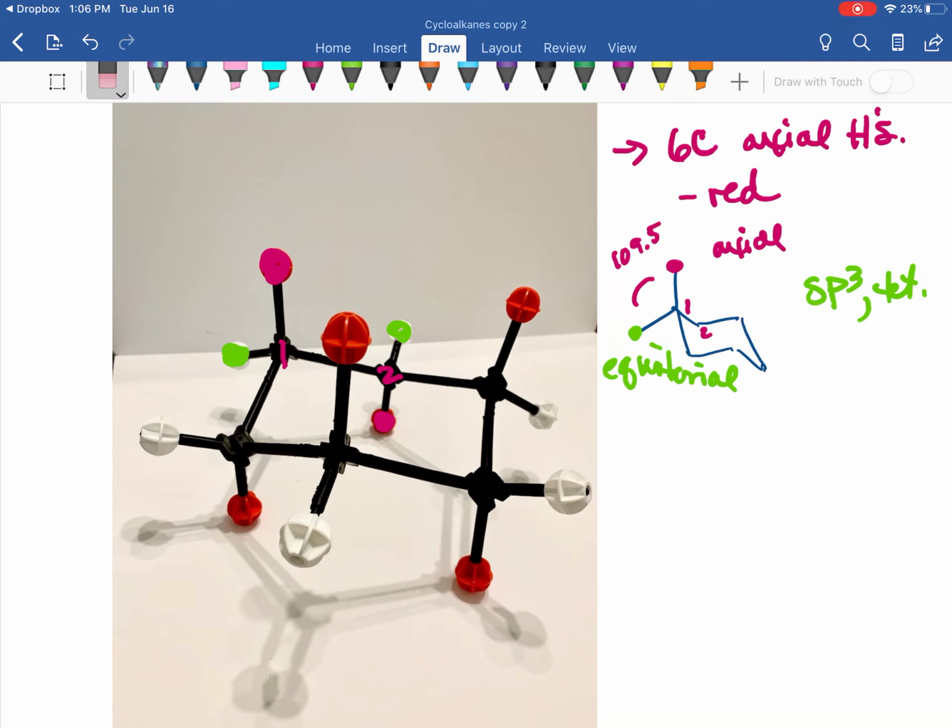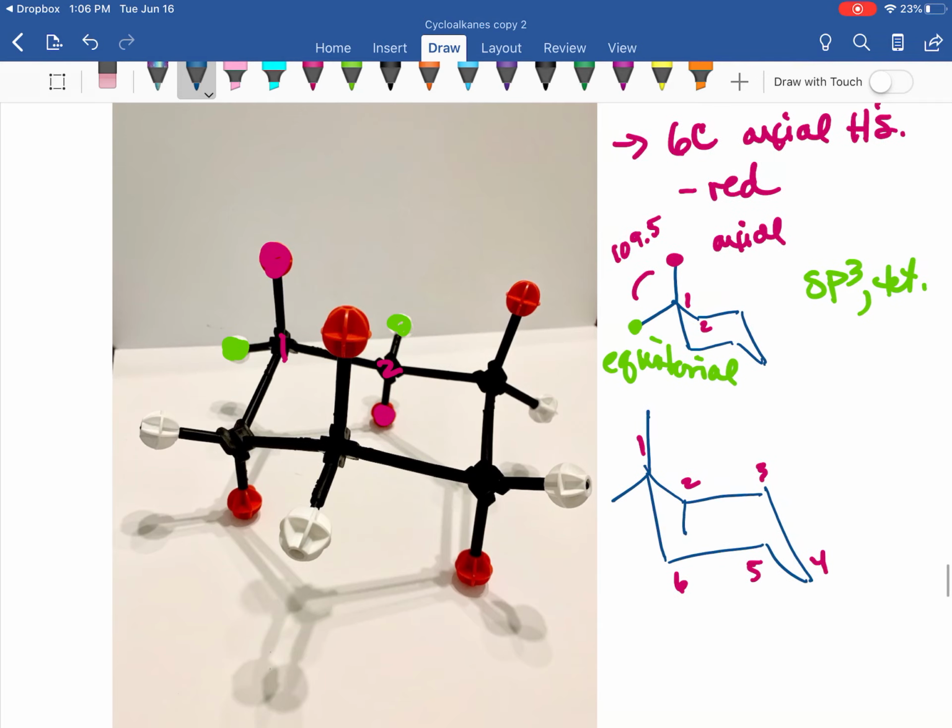On your cyclohexane, oh, let me draw that prettier. Let me draw it a little bit bigger. Okay. 1, 2, 3, 4, 5. There's our 6 carbons. Okay, on number 1, you've got an equatorial and an axial. On number 2, you've got an axial and equatorial. On number 3, axial, equatorial. Number 4, axial, equatorial. Number 5, axial, equatorial. And number 6, axial and equatorial.